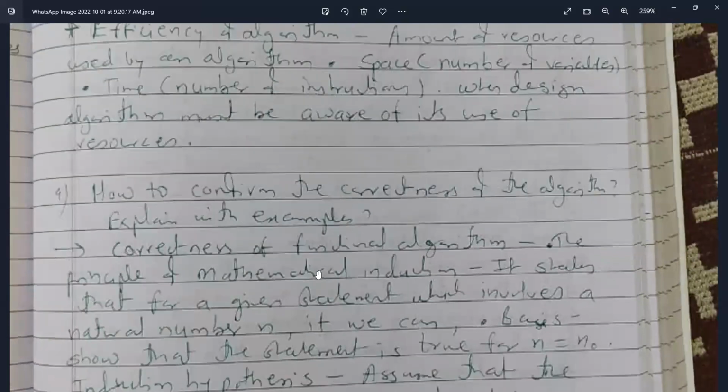What do you mean by efficiency of algorithm? Amount of resources used by an algorithm. Space, number of variables; time, number of instructions. When designing an algorithm, we must be aware of its use of resources.